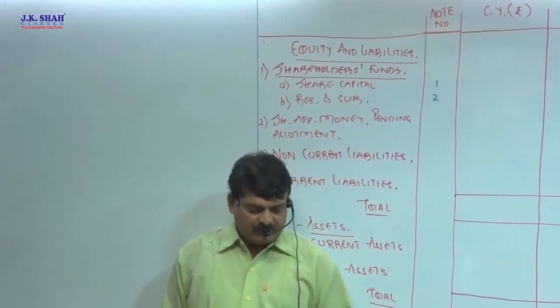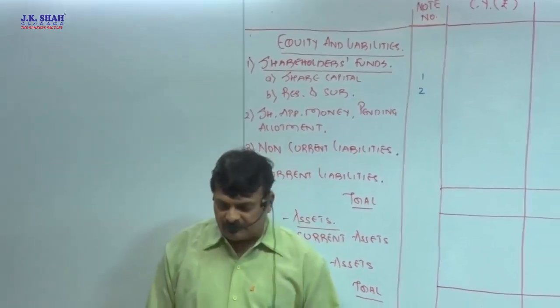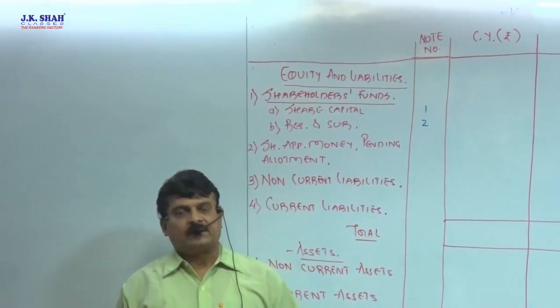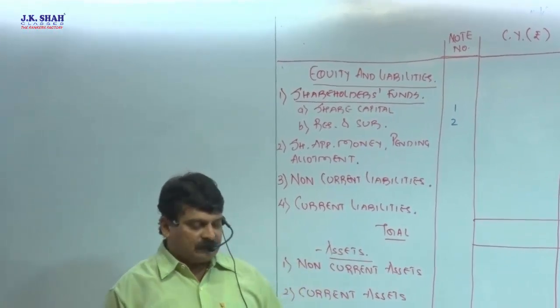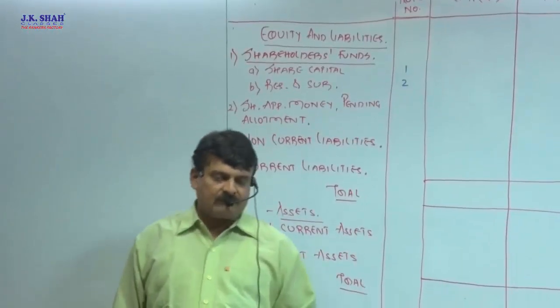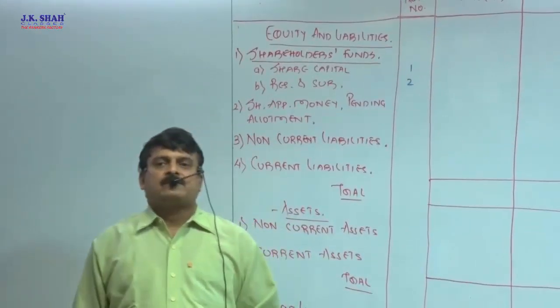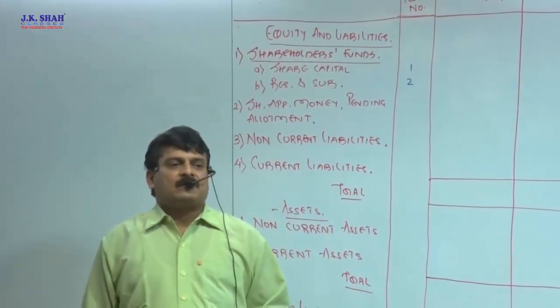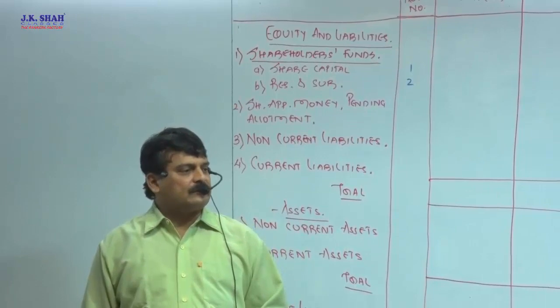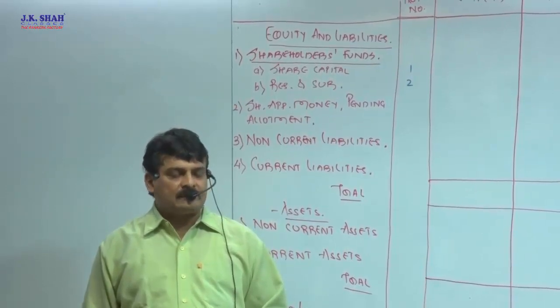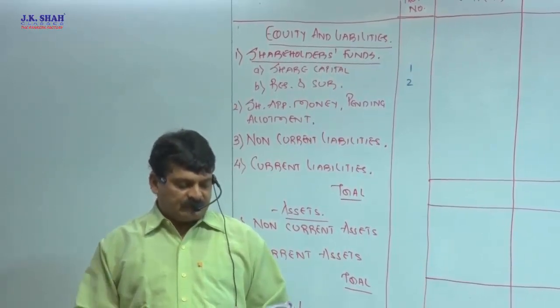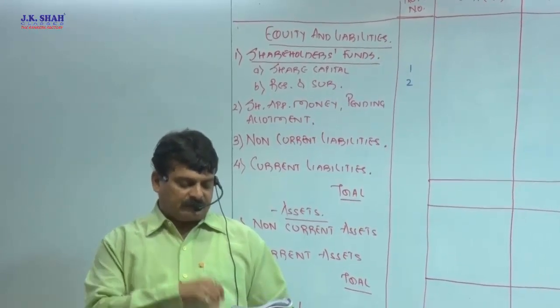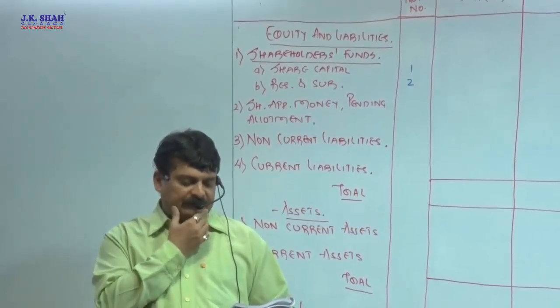Next, profit and loss account will go to reserves and surplus. Reserves and surplus: profit and loss account, amount 7 lakhs.